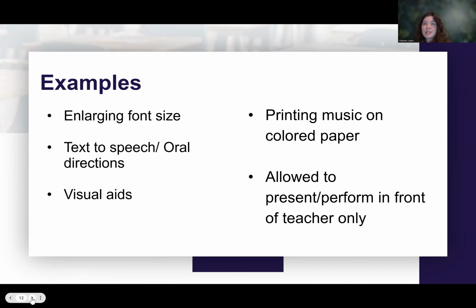So here's a non-extensive list of some accommodations that may be utilized in the arts classroom. This also includes music and theater. So enlarging font size for assignments, using text-to-speech or oral directions, visual aids, printing music on colored paper for visual materials, or allowing the student to present and perform in front of the teacher only if they suffer from high anxiety or something similar.